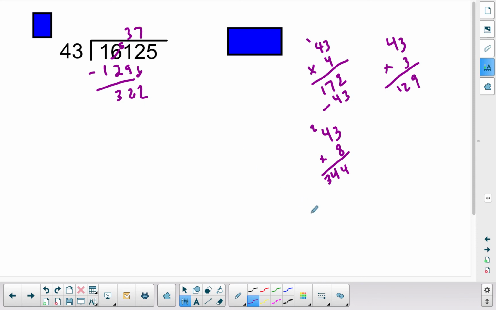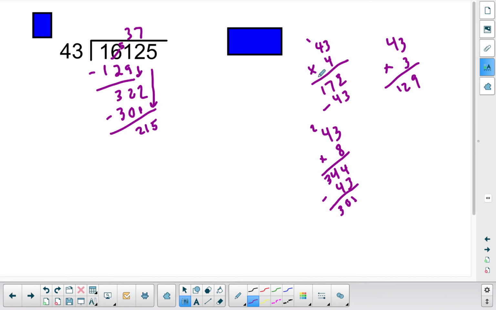And this time, just to show you, I'm going to subtract a group of 43. And it's pretty easy to do 344 minus 43 since there's no borrowing here. And that would be 7 times, so it's 301.